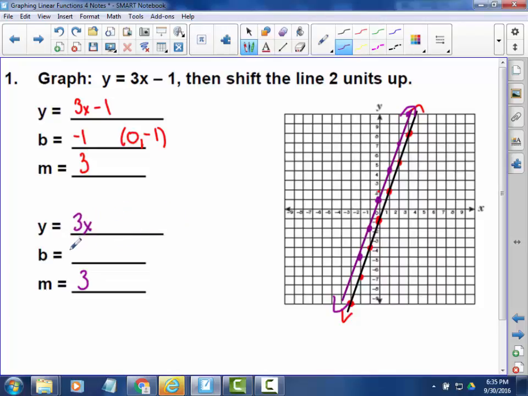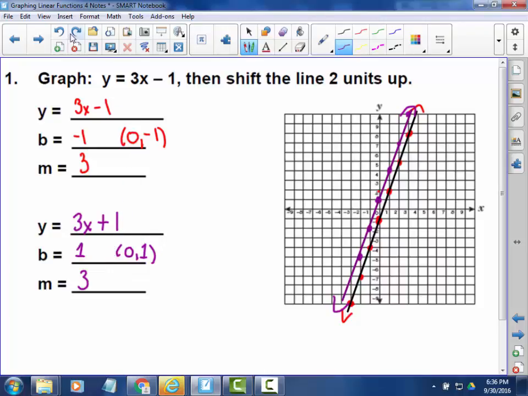Now what about my b value? Well, b is where it's crossing the y-axis. I look at the y-axis and it's crossing at +1, so the point 0, 1 is where that was located. That means my equation is y equals 3x plus 1.